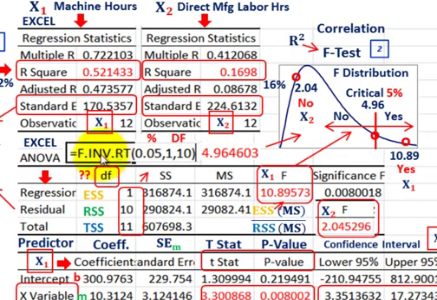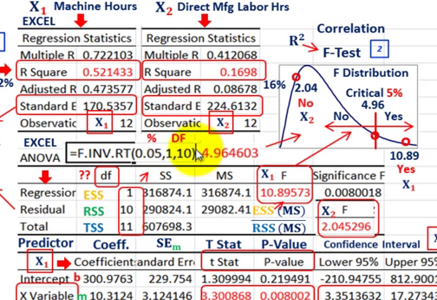Then, based on your degrees of freedom, you look up your critical percentage and come up with an F number. In this case, I've got Excel, so I put in 0.05, or 5%. The degrees of freedom, 1, comes first from our regressor, the explained sums of squares, and then we have 10 coming from the residual sums of squares.